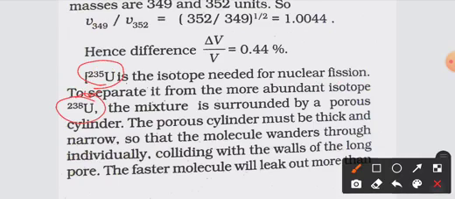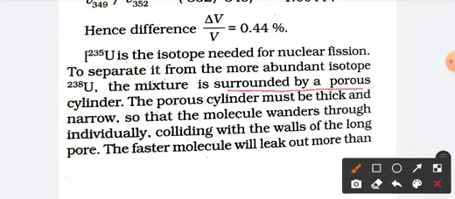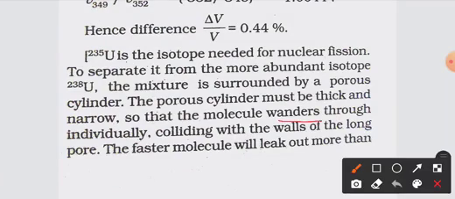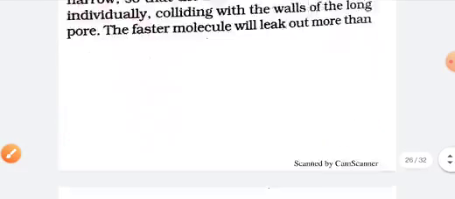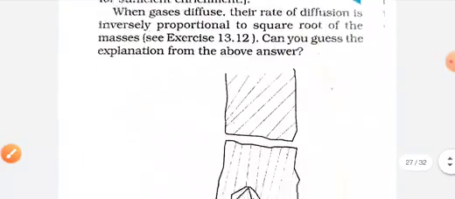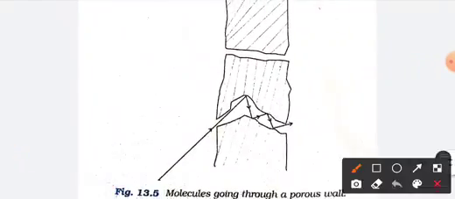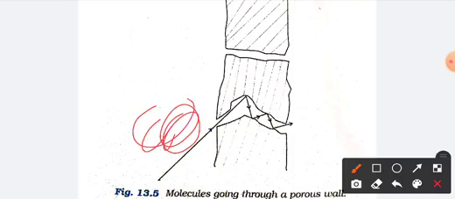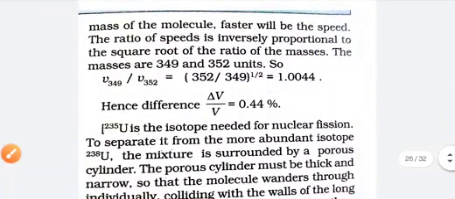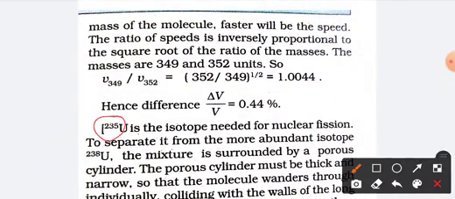So for that, what we have to do is surround the mixture by a porous cylinder. The porous cylinder must be thick and narrow, so that the molecules wander through individually, colliding with the walls of the long pore, and the faster molecule will leak out more than the slower one. Okay, this is our cylinder, and here the molecules of the gas will be present. We know that U-235 has less mass, that means its velocity will be faster than that of U-238.